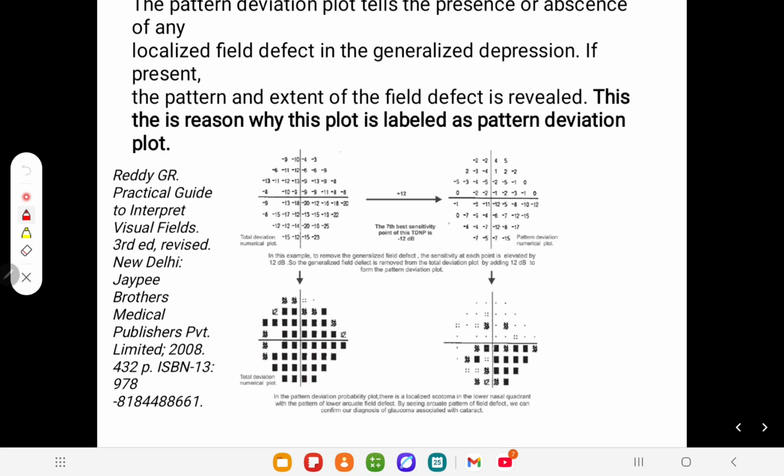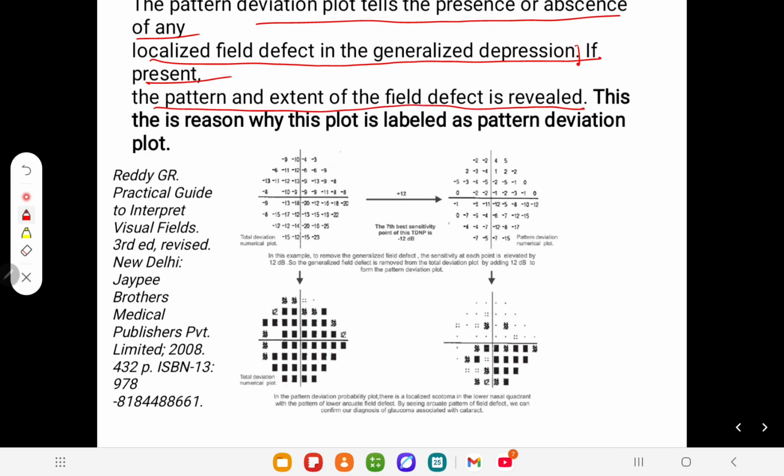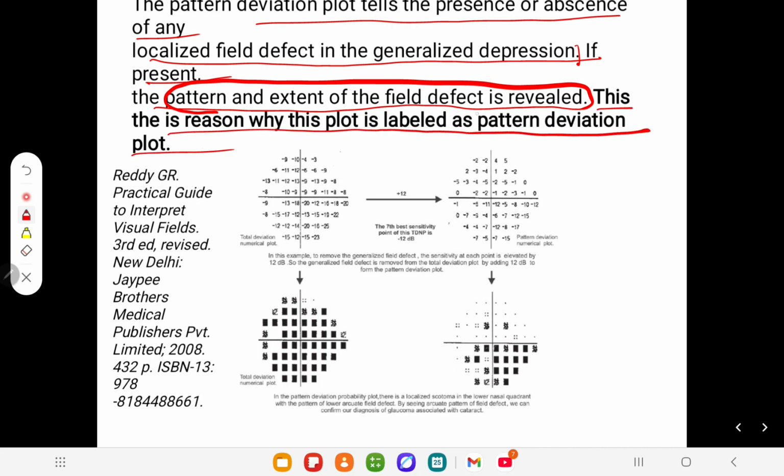Okay, another point: the pattern deviation plot tells us the presence or absence of any localized field defect in a generalized depression. Yes, localized field defect. If present, the pattern and extent of the field defect is revealed. Isn't it? That's what we want, pattern and extent of field defect. This is the reason why the plot is labeled as pattern deviation.